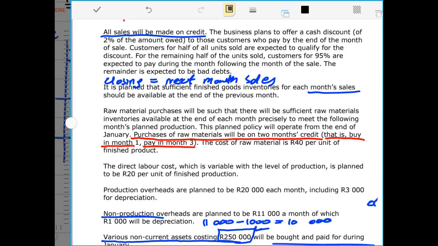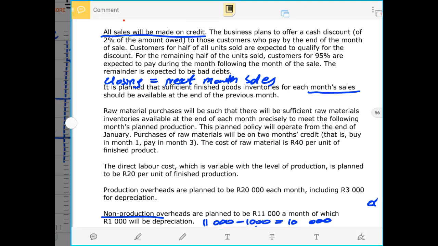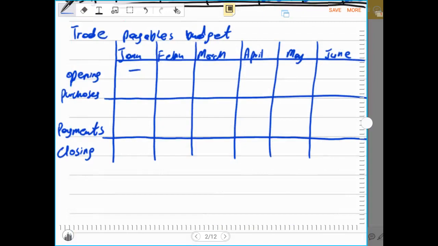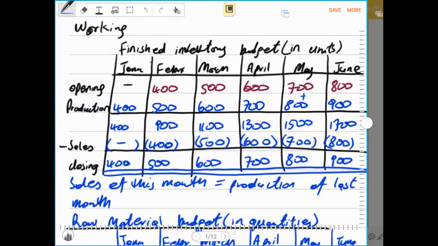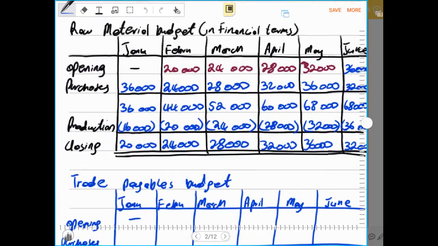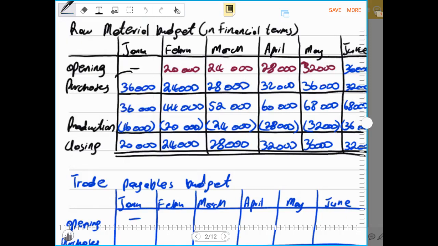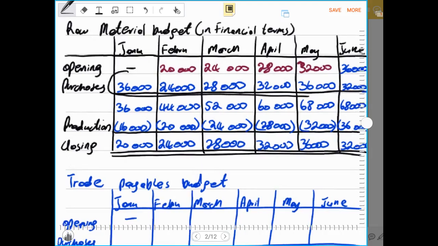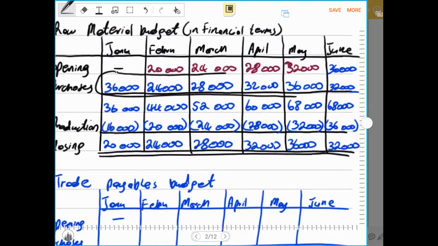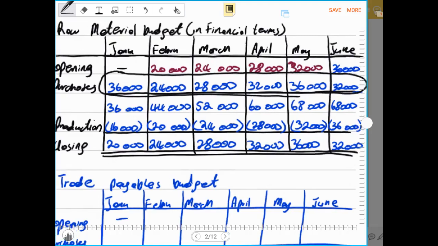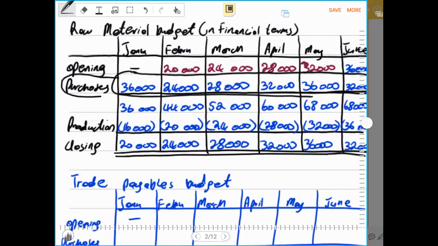So now they are telling us the policy with regard to the payment of the creditors, which indicates that we buy this month and we pay 2 months after the month of the purchase. So now remember, I told you where the purchases are taking place. These are the purchases that we have done during this 6-month period. Purchases, and all these purchases are on credit. This is the column for purchases, the one that I'm circling.